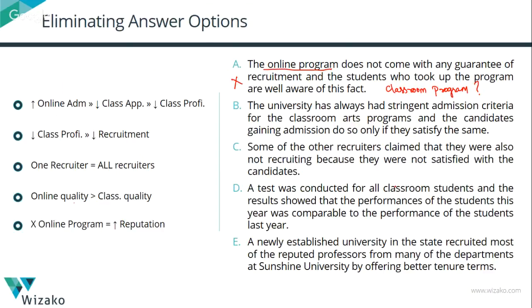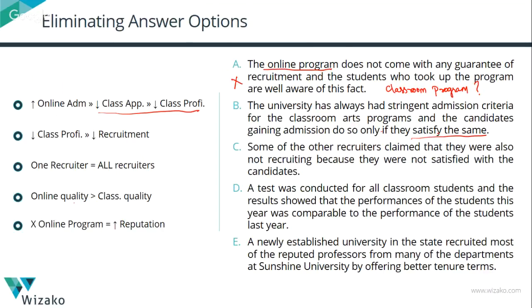Second one: the university has always had stringent admission criteria for the classroom arts programs, and the candidates gaining admission do so only if they satisfy the same. Now, one of the reasons that we are saying that the proficiency has come down is basically because the number of applications for the classroom program has been coming down. But no matter how many people have applied, if the university has always had stringent admission criteria and has always ensured that the candidates satisfy that criteria, will there necessarily be a change in the quality of your classroom students?